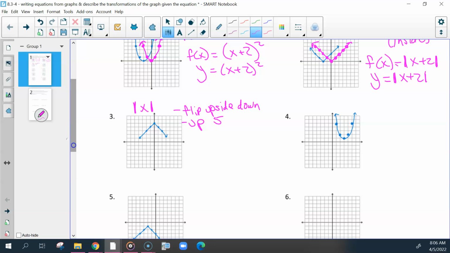As it did these two things, now we have to think about, are these inside or outside transformations? Outside. Okay. Flip upside down. That's a reflection over the x-axis. So if it's a reflection over the x-axis, is that vertical or horizontal? Vertical. So that means it's inside or outside? Outside.